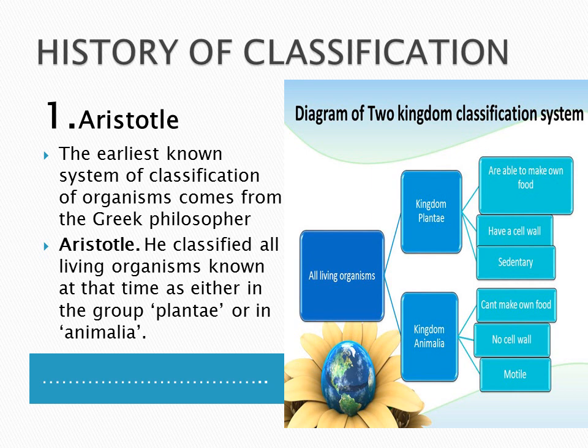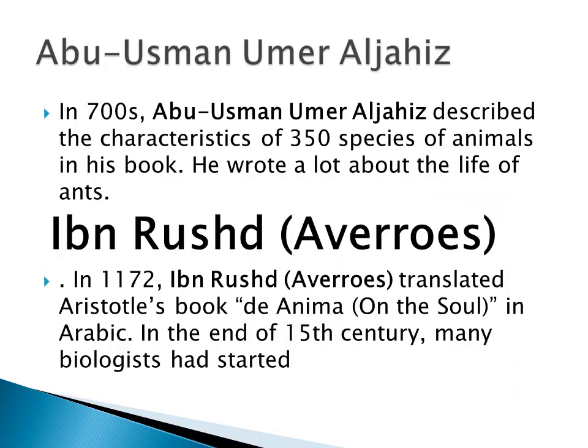So the first scientist, Aristotle, basically explained that all the living organisms are divided into 2 kingdoms. Second, Abu Usman Umar al-Jahiz. In the 700s, Abu Usman Umar al-Jahiz described the characteristics of 350 species of animals in his book. He wrote a lot about the life of ants. And then Ibn Rushd in 1172 translated Aristotle's book De Anima into Arabic.